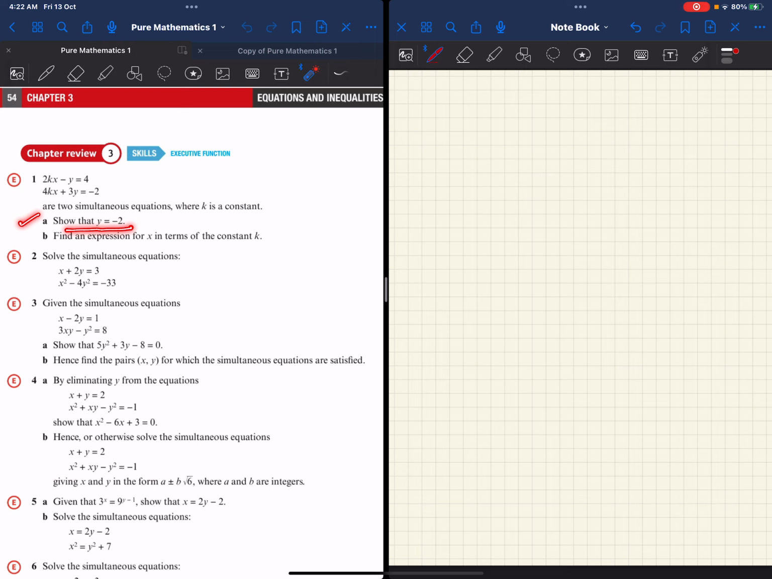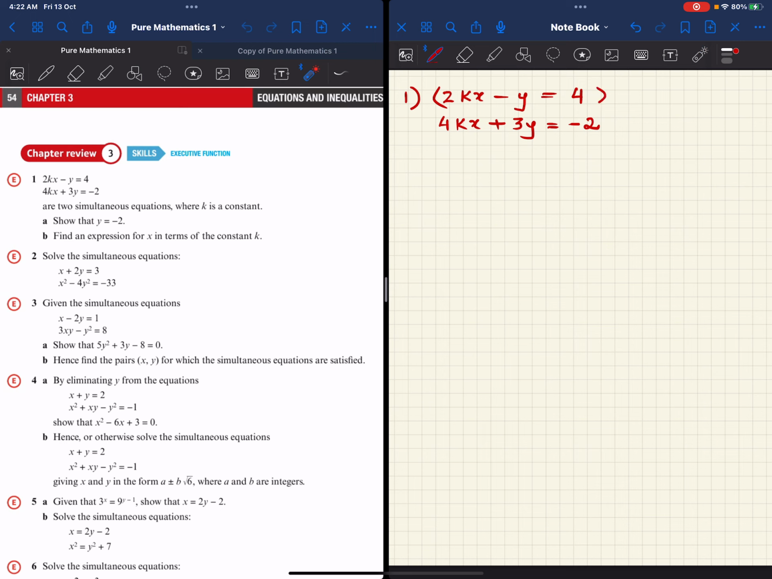Now when we need to show that y is equal to negative 2, this means that we need to eliminate the variable x. Let's write the question. We have 2kx minus y is equal to 4 and 4kx plus 3y is equal to negative 2. In order to eliminate the variable x, we need to have the same coefficient for the variable x. We have 2 and 4, so we will multiply the first equation by 2.